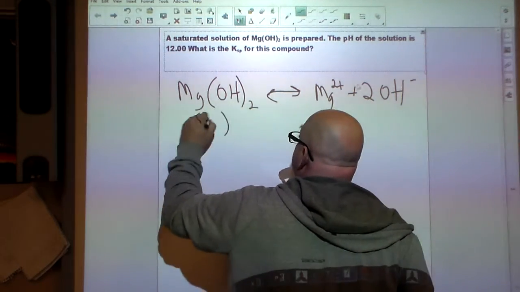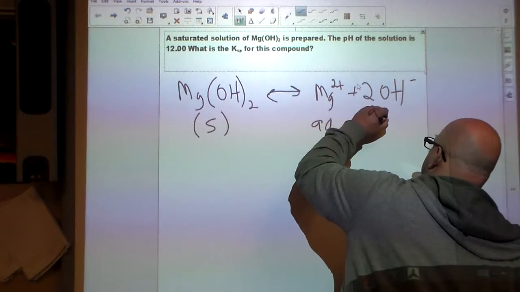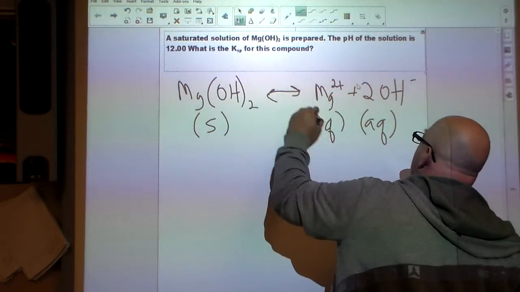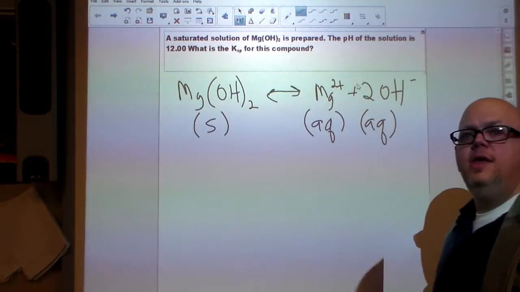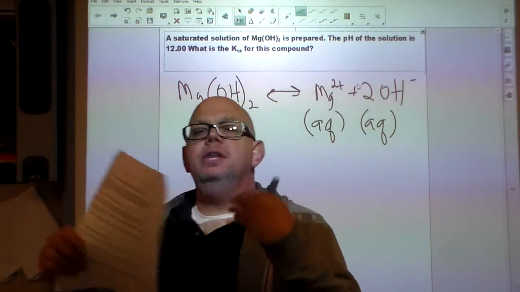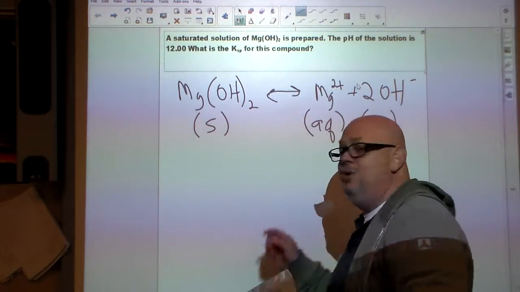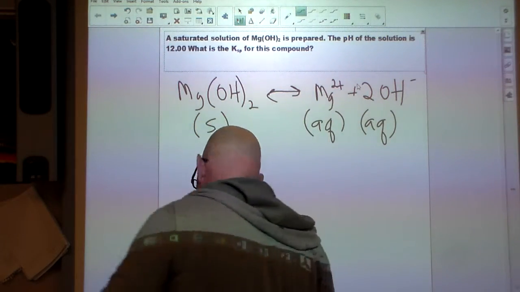In this case, the Mg(OH)2 is a solid, and the ions are aqueous. Remember, aqueous means it's in solution. It's not a pure liquid, but it's mixed in there. That's part of the solution. I wouldn't drink that if I were you.